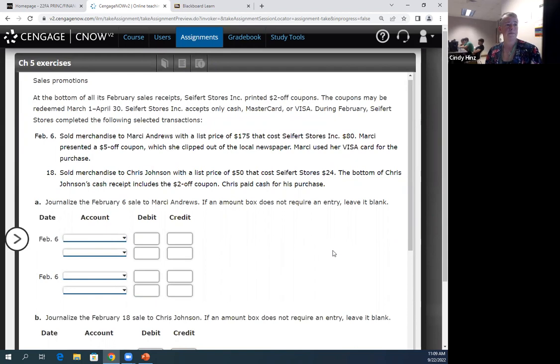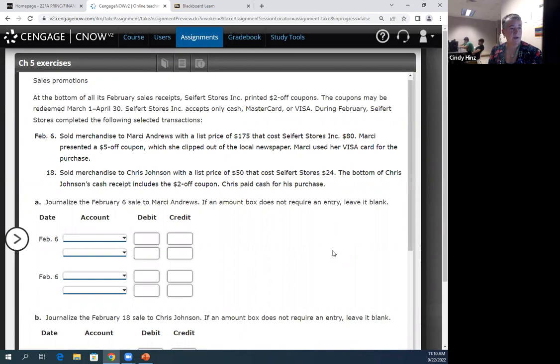Exercise 3. At the bottom of all its February sales receipts, Seifert Stores Incorporated printed $2 off coupons. The coupons could then be redeemed the next 2 months, March and April. Seifert Stores Incorporated accepts only cash, MasterCard, or Visa. Again, no American Express. We just talked about why that might be. During February, Seifert Stores completed the following selected transactions.